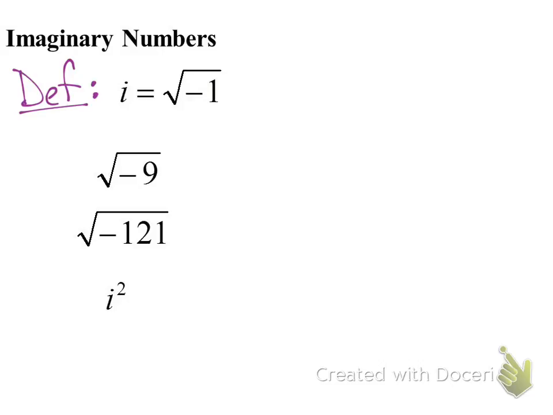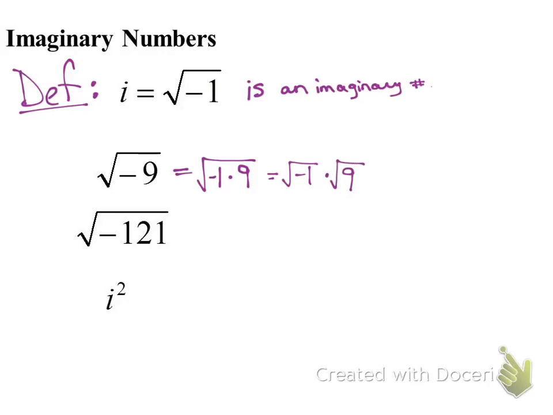Definition of an imaginary number: i is equal to the square root of -1, where this i represents an imaginary number. Square root of -9 can be broken up into square root of -1 times 9, which can also be broken up into square root of -1 times the square root of 9. And now we're going to learn how this square root of -1 can actually become i. And square root of 9 we know is 3.